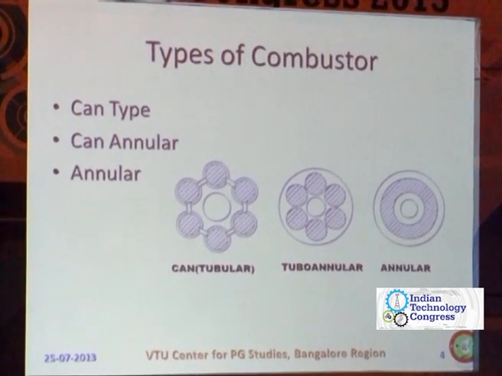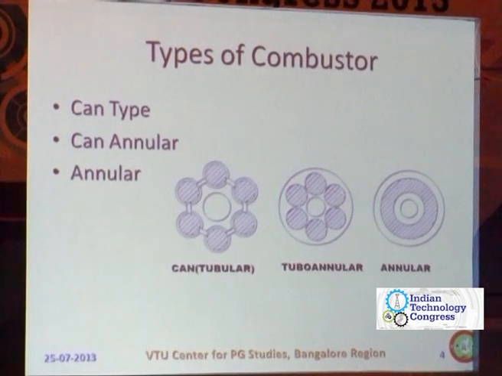There are three types of combustor mainly used in aircraft: the can type, the can annular type, and the annular type. In the can type, we have an individual liner as well as the annulus region where air is directly injected into the combustor. In the can annular type, we have a common casing with individual liner regions, and in the annular type we have a common casing as well as a common liner region. Each has its own merits and demerits. The can type is easy to maintain and easy to build, but it is very bulky and not suitable for modern aircraft. It was used initially and is used in small aircraft.